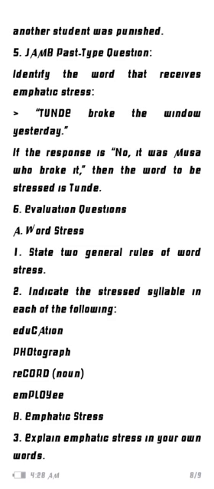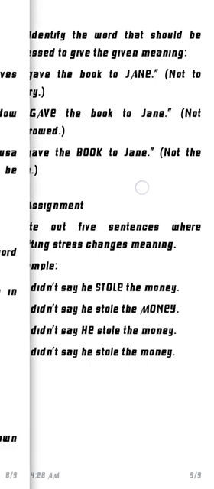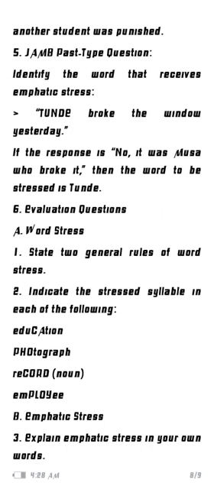So here are questions to just work with. Now this number 7 question, we have to write out 5 sentences where shifting stress changes the meaning. So this is just 4 sentences, right? So write different 5 of your own. Now you can see what we have here. Stole, the first one, stole was stressed. The second one, money was stressed. The third one, he was stressed. The fourth one, I was stressed. So that is one thing we can always do. Do we understand?